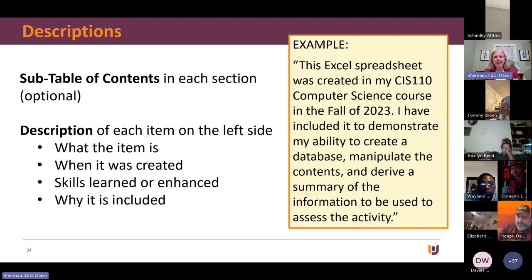I guess this is your right-hand side. Put it on the right-hand side, and on the left, when you're opening up the portfolio, put a half page description. If they're looking at a spreadsheet, like what is this and why would I pay attention to this? I just put an example in here.